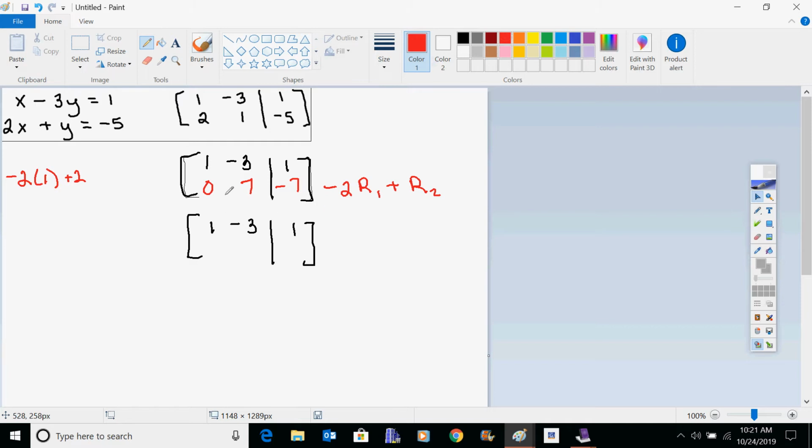So what I want to do in order to get a 1 right here is I'm going to take row 2 and I'm going to divide it by 7. Because when I divide by 7, I'm going to end up with 0. I have not lost my 0 here because 0 here is important. 7 divided by 7 is 1. And negative 7 divided by 7 is negative 1.